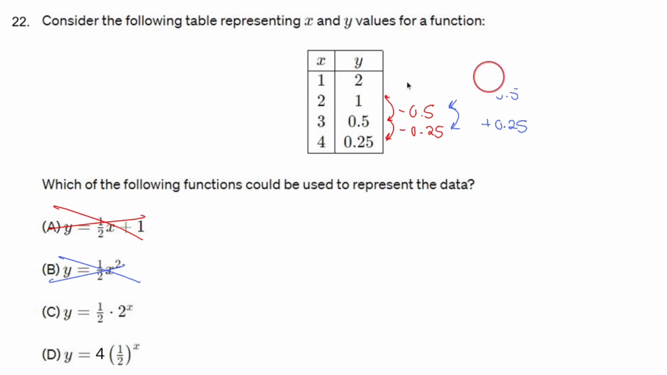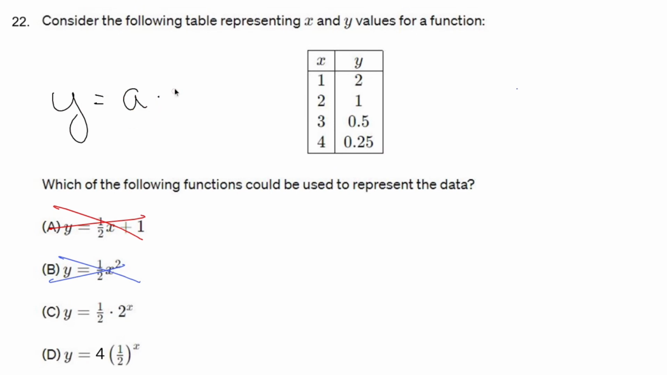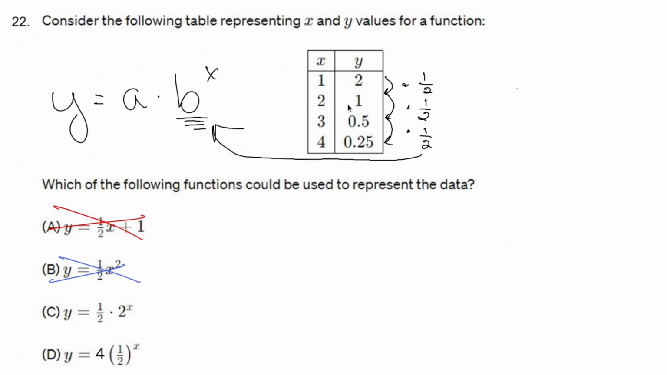So let me get rid of this, and let's do our exponential test. Now, exponential equations are in the form y equals a times b to the x. I'm going to see what I've multiplied to each number to get to the next number. If the numbers are the same, that ends up being my b, my base. So how do I get from 2 to 1? Take half of it. How do I get from 1 to 1/2? Take half of it. How do I get from 1/2 to 1/4? Take half of it.